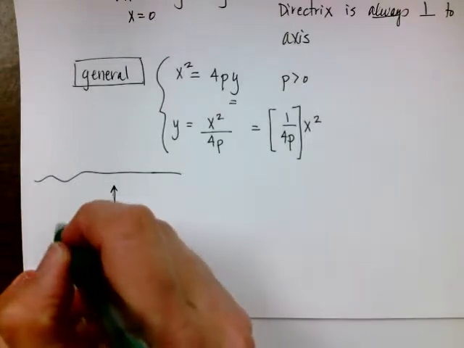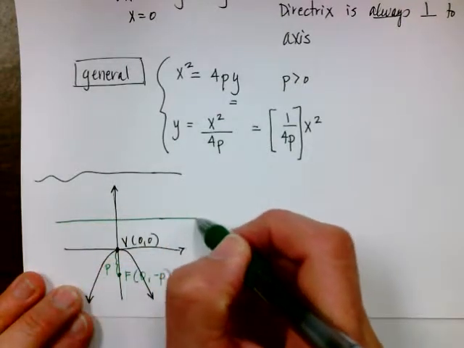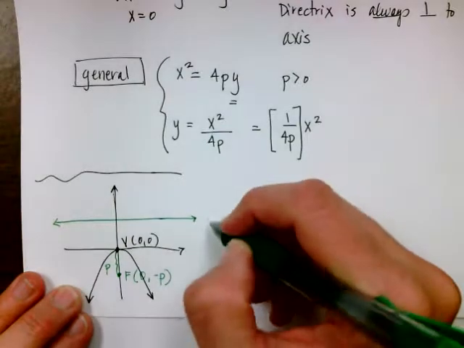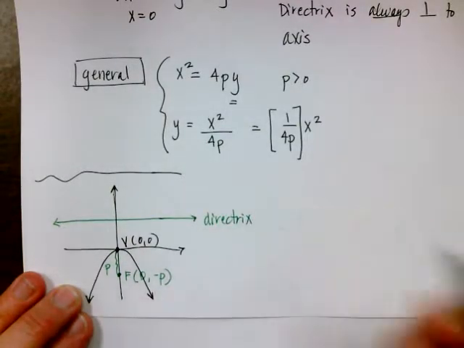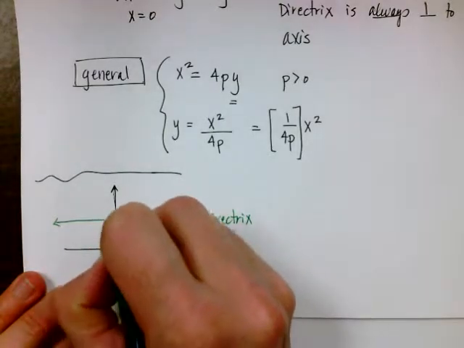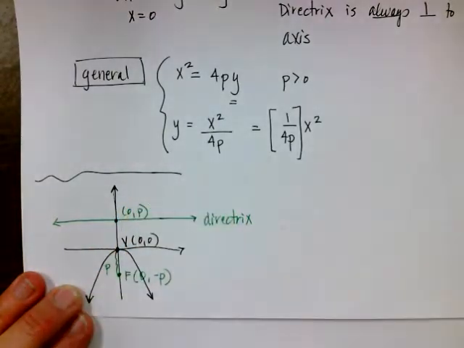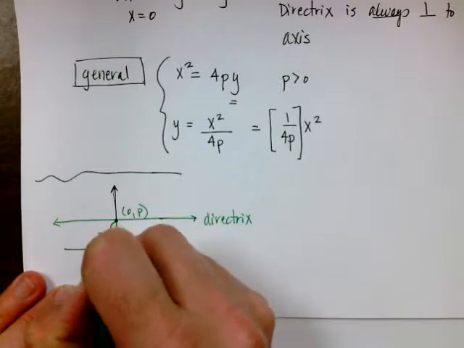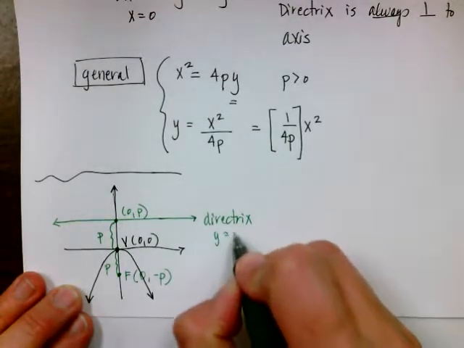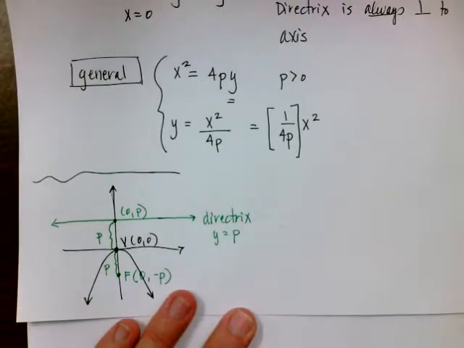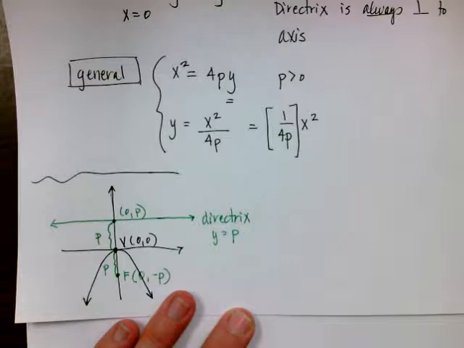If my focus is inside the curve, then my directrix is going to be up here because the directrix is always outside the curve. Okay, there's my directrix, and it's going to go through the point 0, p. So this distance is also p. Okay, and the equation for this one would be y is equal to p. All right, so now let me give you the equations.